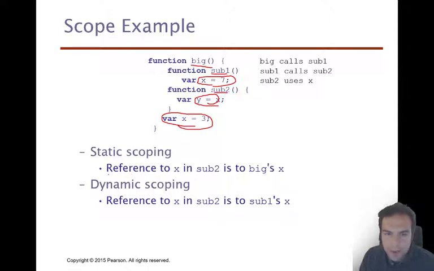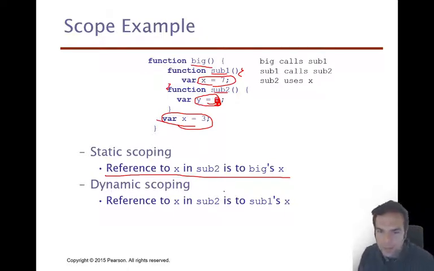So with static scoping, you can predict that, right? So the reference to x in sub 2, if you look at the containing scope, are we missing some curly braces somewhere? I can't tell where the curly braces are supposed to be. Oh, that's lovely. The containing scope, I think we would find that x belongs to big, right? It's going to be this one, x equals 3, right?